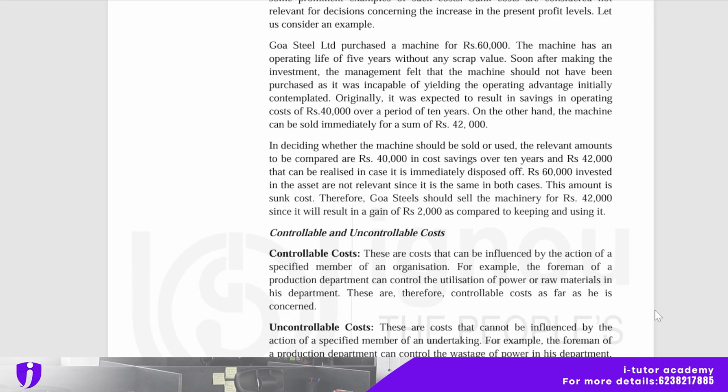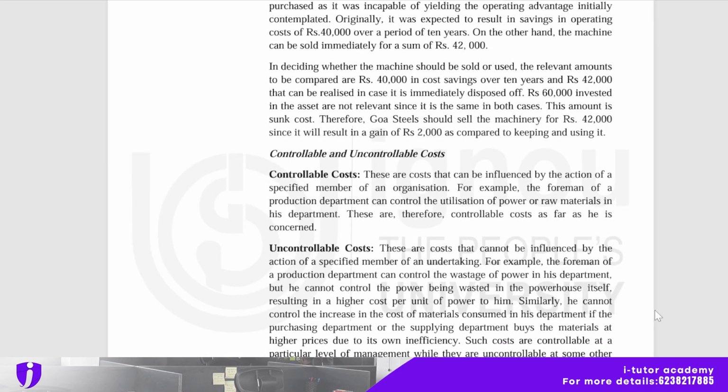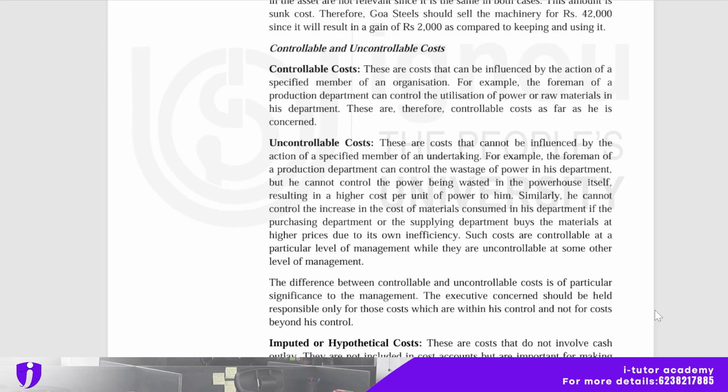And controllable and uncontrollable cost. Controllable costs are costs that can be influenced by the action of a specified member of an organization. For example, the foreman of a production department can control the utilization of power or raw material in his department. These are therefore controllable costs as far as he is concerned.